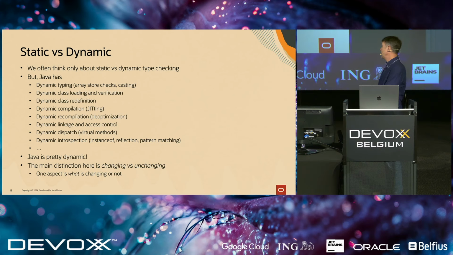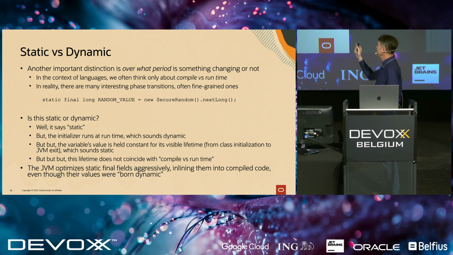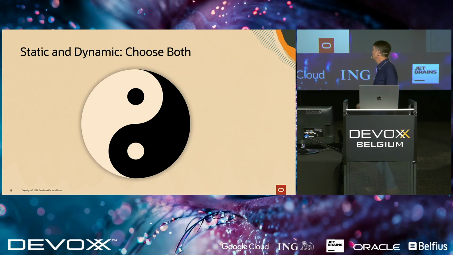So as I said, Java is pretty dynamic. So I think it's more relevant to discuss what is changing and what is unchanged. So we can take a look at this field declaration up here. We have static final long randomValue equals something that probably is different every time we start. So is this static or dynamic? Well, it says static, so it is static in one sense. But initialized, it runs at runtime, which sounds dynamic. But the variable is held constant all the time, or at least almost all the time, so it will never change. So that is a bit static. And it doesn't coincide with compile time and runtime. So it's this kind of fuzzy thing that things are born dynamic, but can be treated as static. And I think this is something that the JVM is very good at. And it's been there from the beginning. It's seldom that we have to choose one, lose one. It's more like we have this yin and yang situation where we can actually choose both.